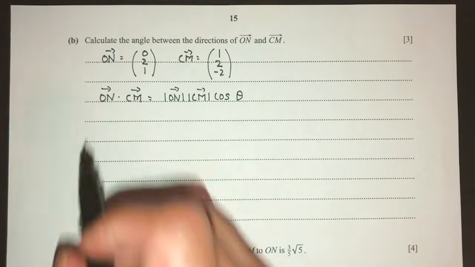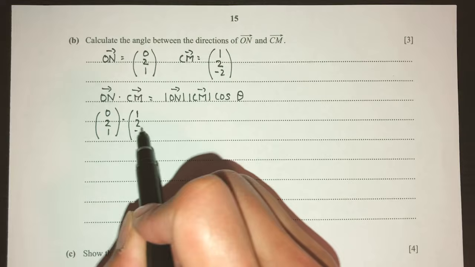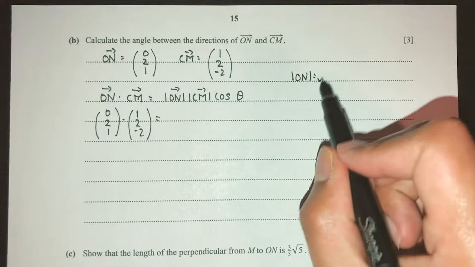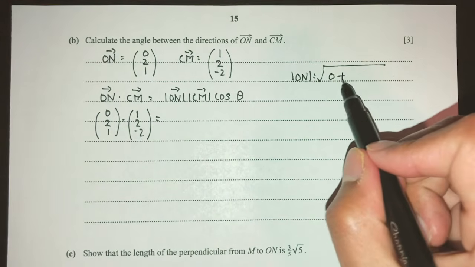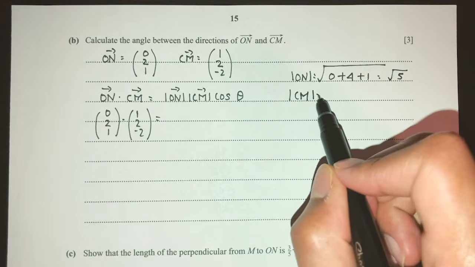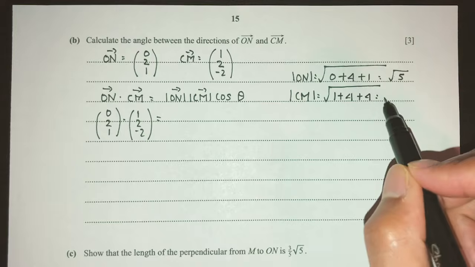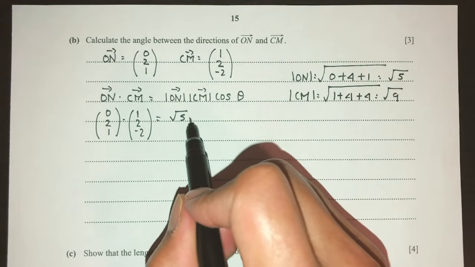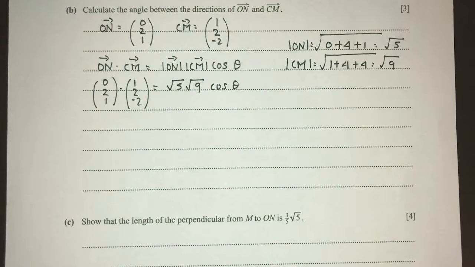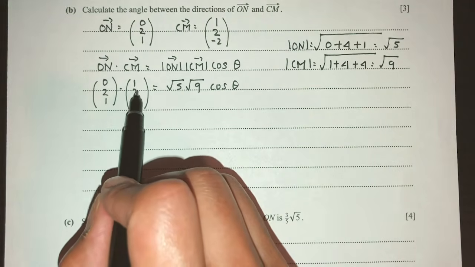So let's replace the values. ON is just this vector, 0, 2, 1. CM is 1, 2, minus 2, is equal to, what is this value? Let's find out. That will be 0 plus 4 plus 1, that is root of 5, and CM will be 1 plus 4 plus 4, that will be root of 9. So root of 5 times root of 9 cos of theta. So let's find out the dot product. 0 times 1 plus 4. So this is 0 plus 4 is 4, minus 2 is 2.